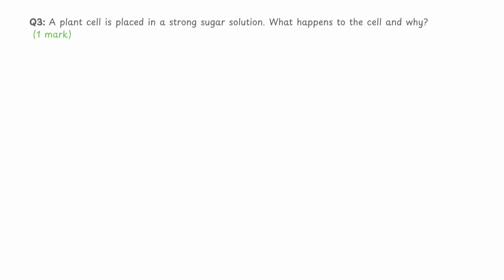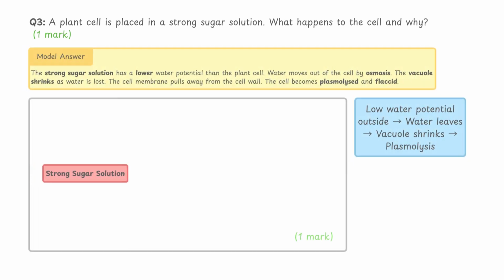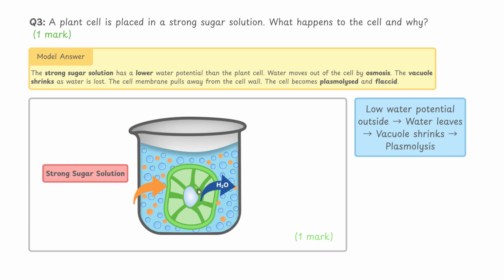A plant cell is placed in a strong sugar solution. What happens to the cell and why? The sugar solution outside has lower water potential. Water leaves the plant cell by osmosis. The vacuole shrinks and the cell membrane pulls away from the cell wall. This process is called plasmolysis.